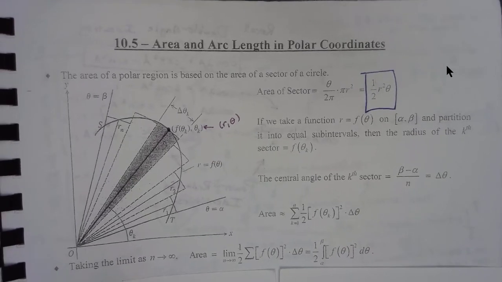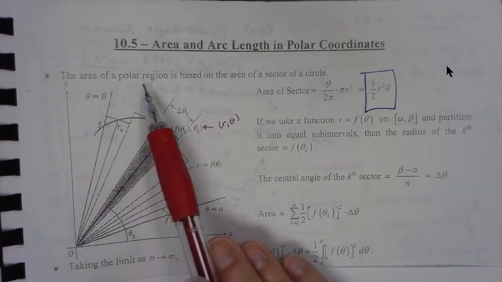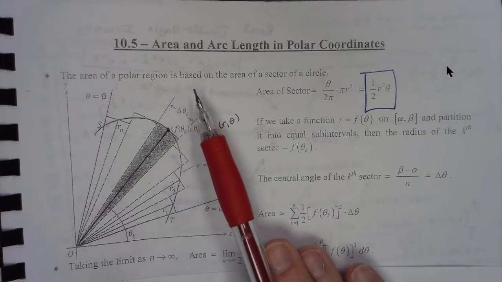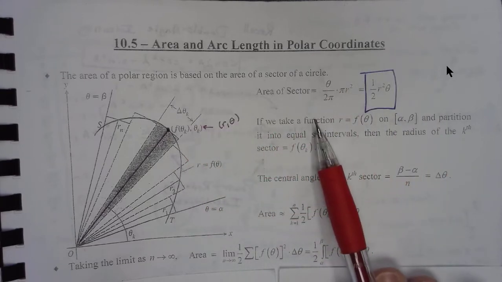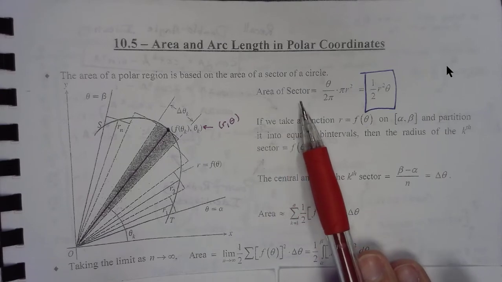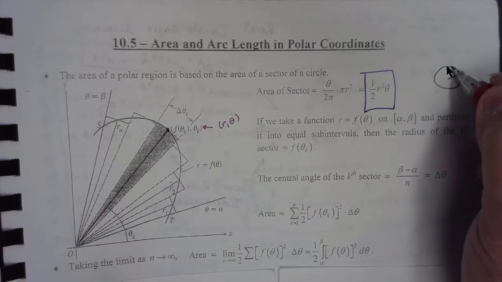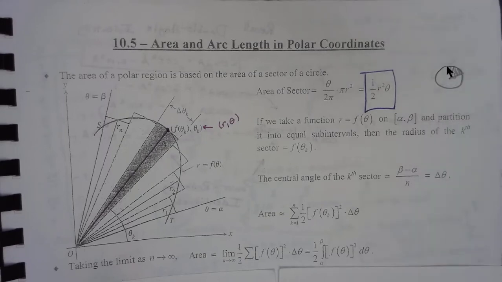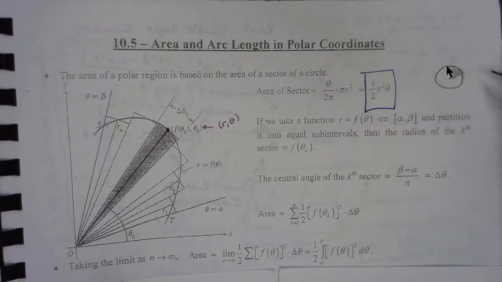The final lesson, section 10.5, area and arc length in polar coordinates. The area of a polar region is based on the area of the sector of a circle. If you recall, when you learned area of a sector, a portion of a circle, the area of that sector was theta over 360.